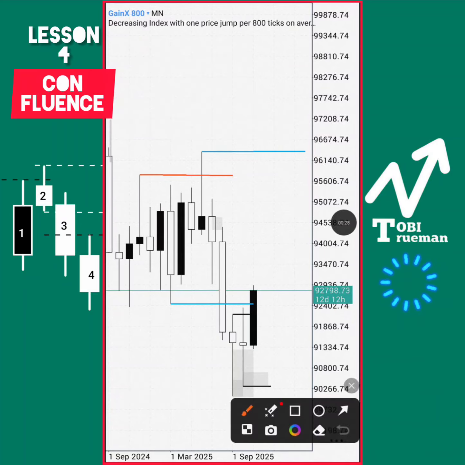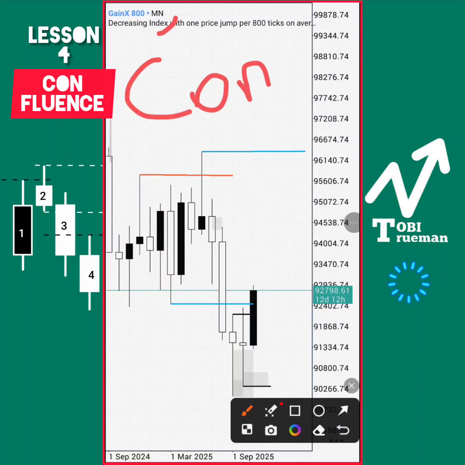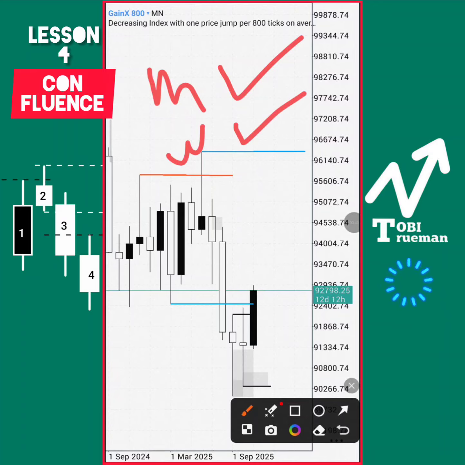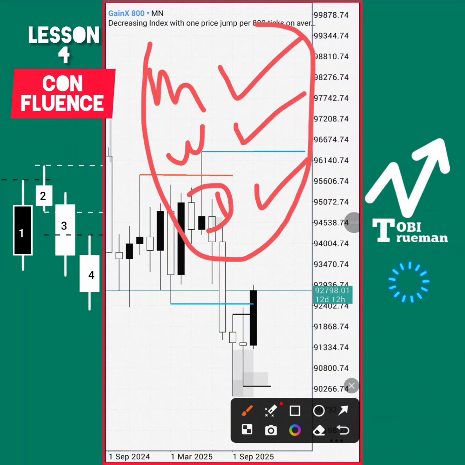Today we want to look at confluence, whereby we'll be looking at the correlation between the monthly, weekly, and then the daily. Now, what that means is this: if the monthly is buying, we expect that the weekly too, we are looking for weekly structure that will tell us to buy, and correspondingly, we're also looking for daily structure that will tell us to buy.